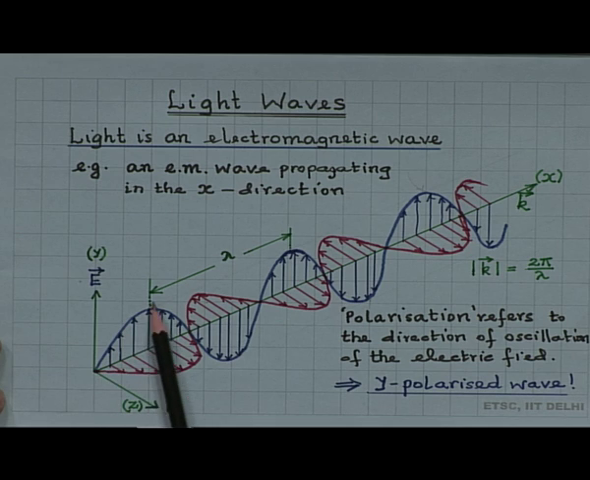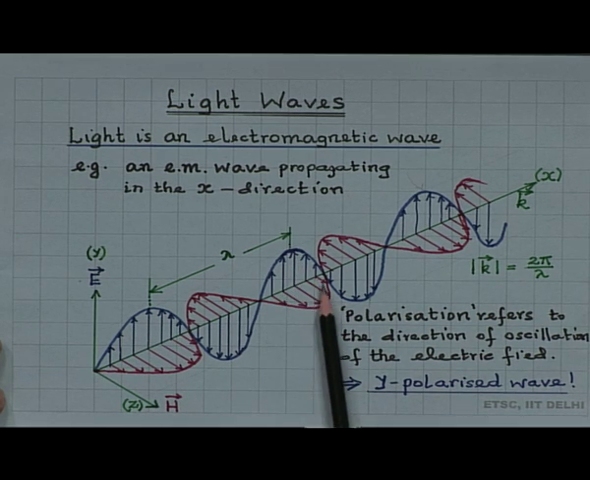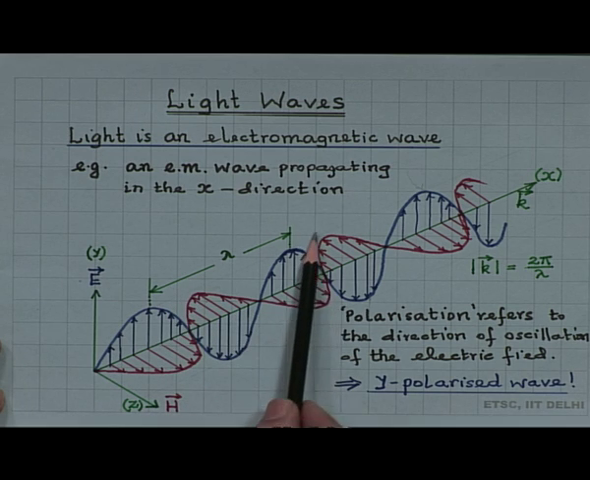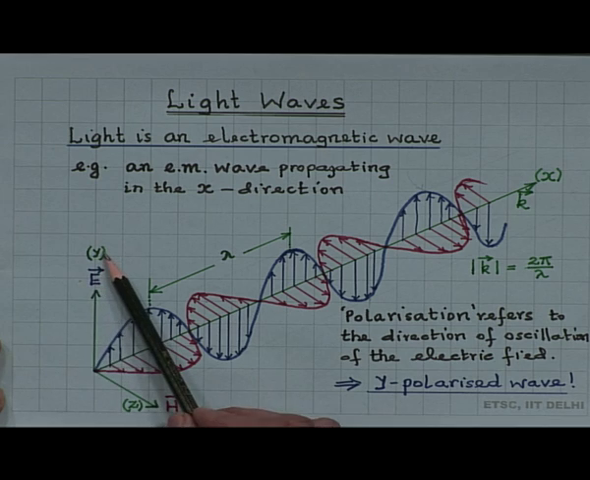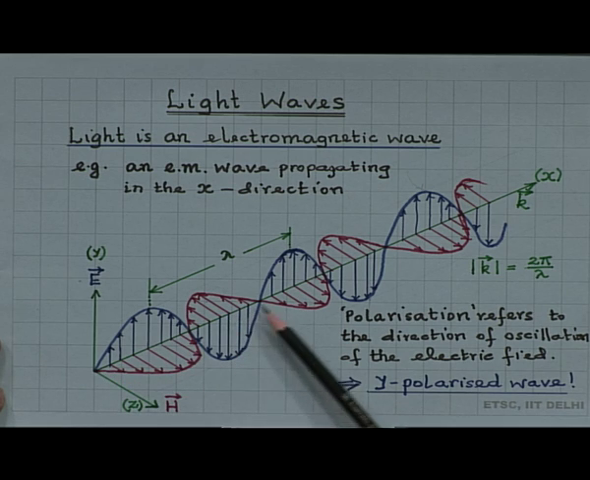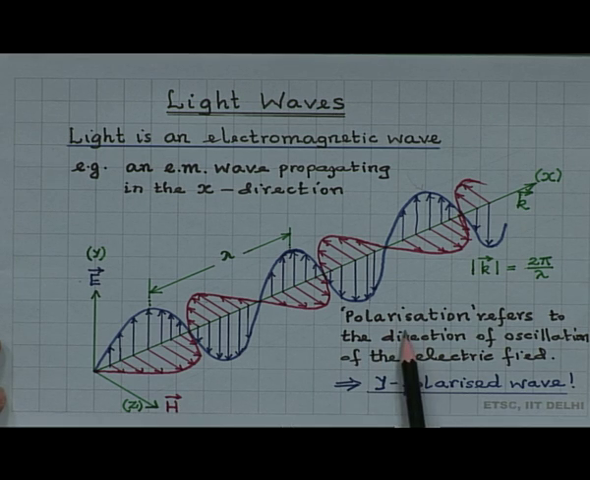It is increasing and decreasing, varying sinusoidally, and along with that the magnetic field also varies sinusoidally, but in a perpendicular direction, and both the electric field and the magnetic field are perpendicular to the direction of propagation. Electric field is along the y direction, magnetic field is along the z direction, and the propagation is along the x direction. As we discussed, polarization refers to the direction of oscillation of the electric field.